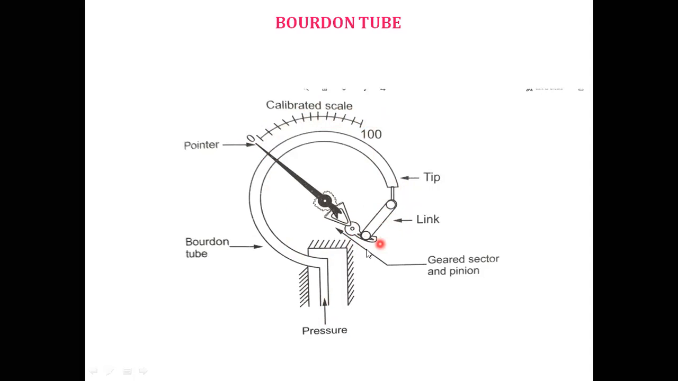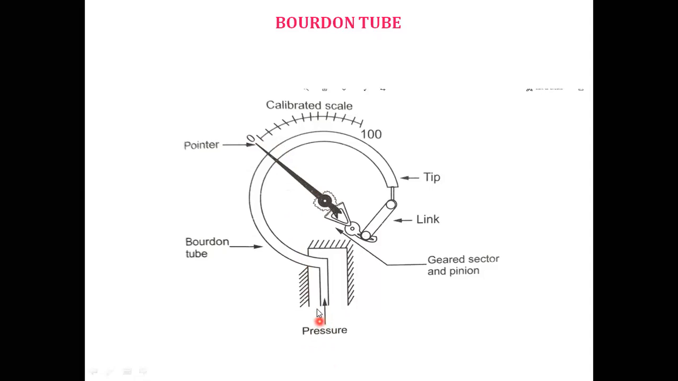These are the mechanical screw linkages. This is the geared sector and pinion gear. These can be accessed as gears like this. This acts as a gear and pinion, and this is the pointer. The movement of this pointer is mainly because of the unknown pressure here.